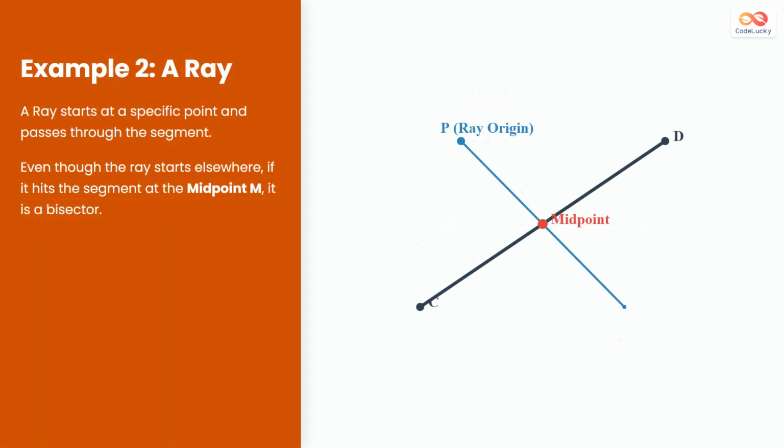Here is a second example using a ray. The ray starts at point P and shoots downwards. It passes through point M on the segment CD. Since M is the midpoint, this blue ray is considered the segment bisector. It does not matter where the ray starts, only where it crosses.